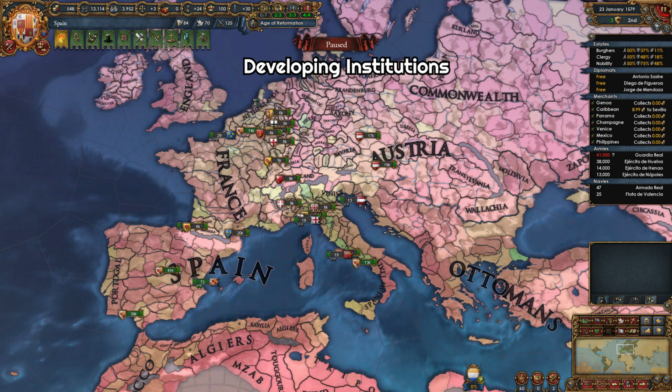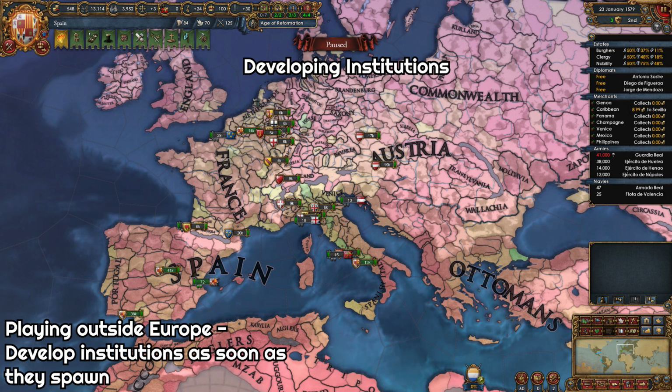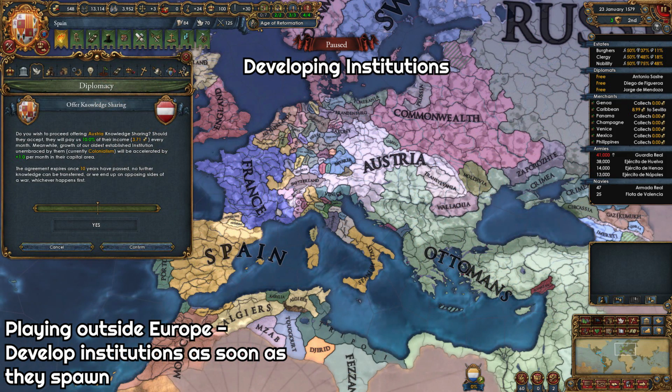Playing anywhere outside of Europe, you will have to develop institutions, so be prepared to spend a lot of monarch points on them. And since you are going to develop institutions eventually, my suggestion is to just do it as soon as they spawn. Just make sure you don't fall behind on military tech and spend all other monarch points on developing the institution. Once you have embraced it, you can make a lot of money by just selling the institution to other friendly countries who can afford it.